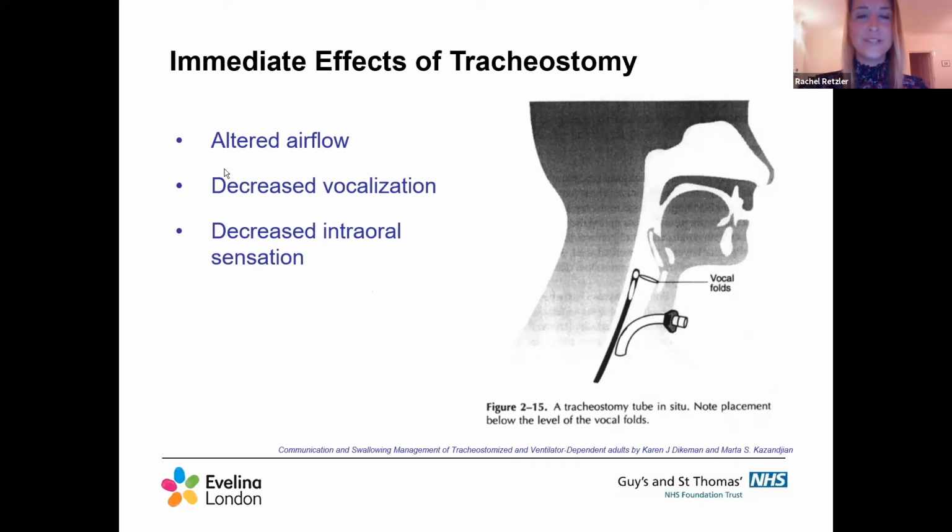This image is really useful. As you can see, the tracheostomy is placed below the airway where the vocal cords are. So imagine if air is redirected to not pass through those vocal cords, we're not going to be able to get voice very well.